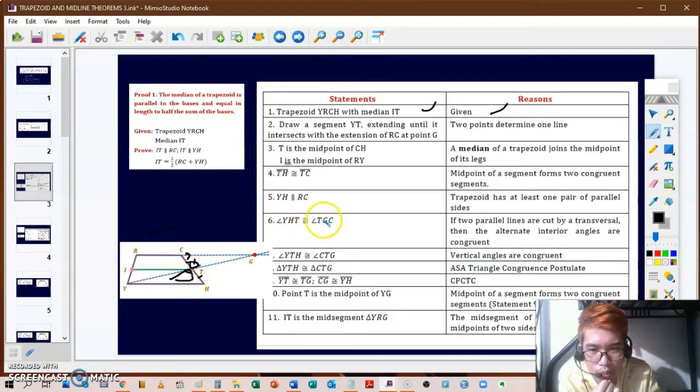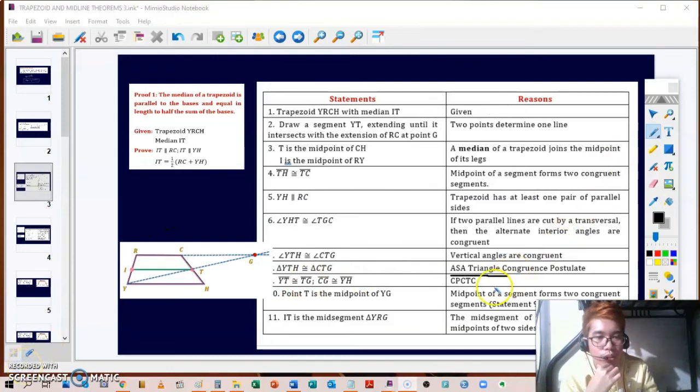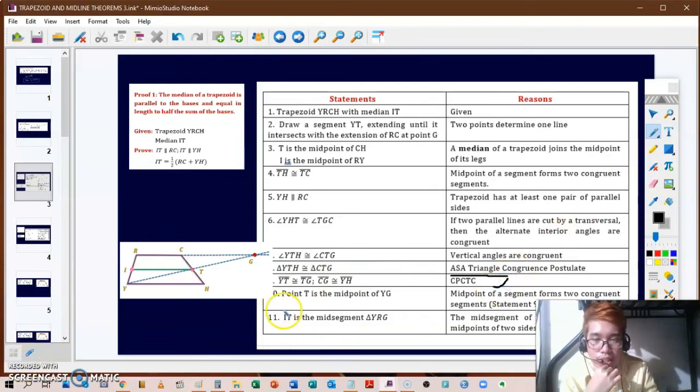Okay, so this should be angle TCG. Okay, angle TCG is congruent to angle YHG, because they are alternate interior angles, and therefore using the ASA triangle congruence postulate, we have two congruent triangles.